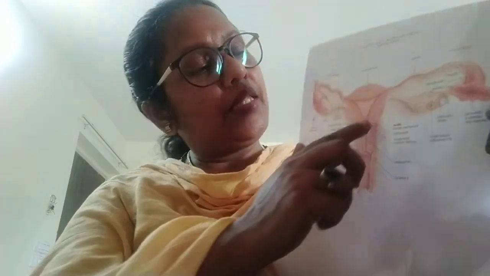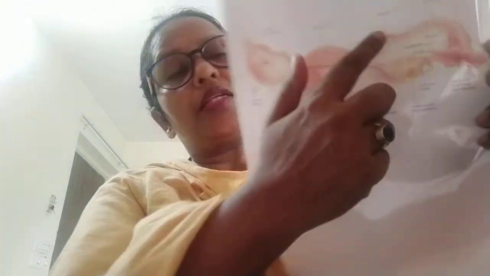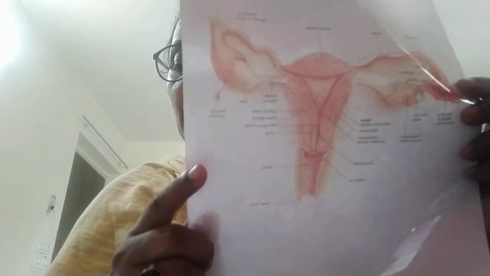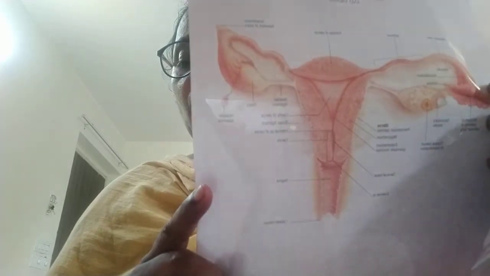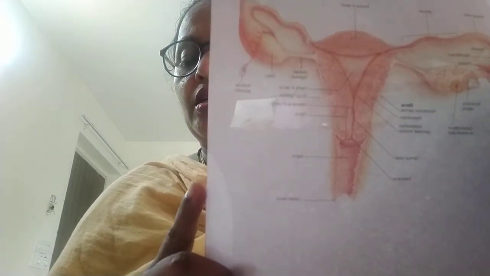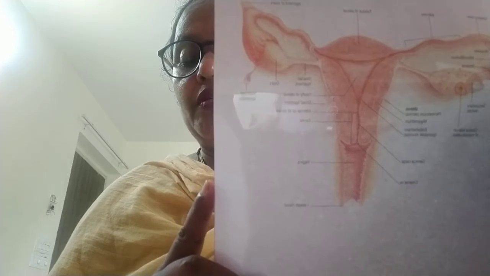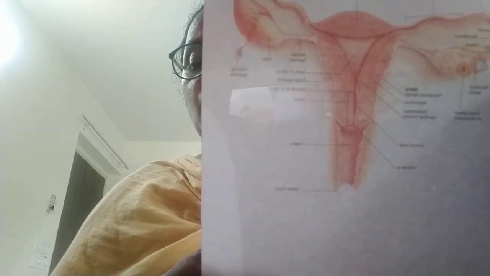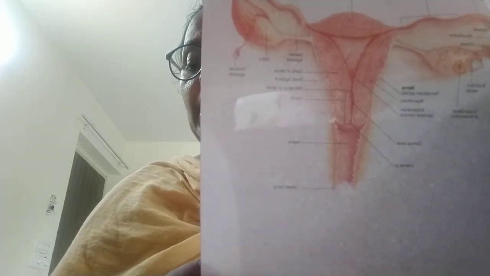Second is the isthmus. Here it is, the isthmus. The isthmus is a straight to tortuous, thick part measuring 2.5 centimeters in length, and its lumen is 1 to 2 mm in diameter.